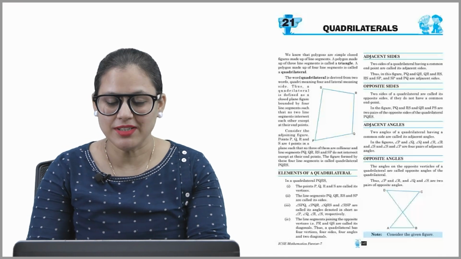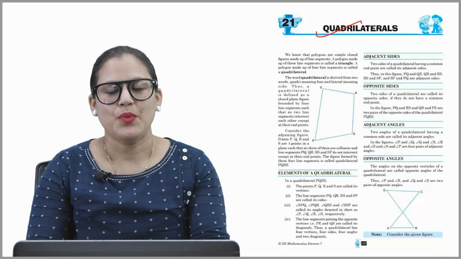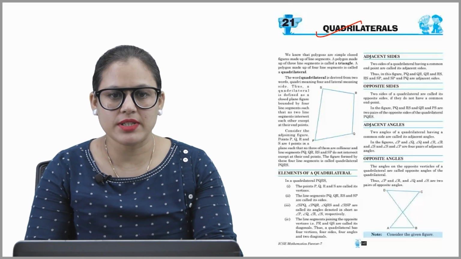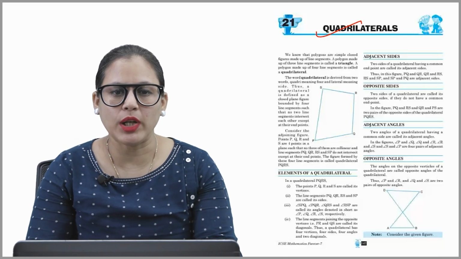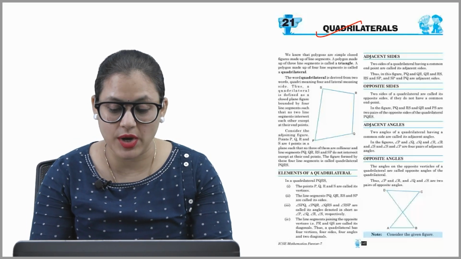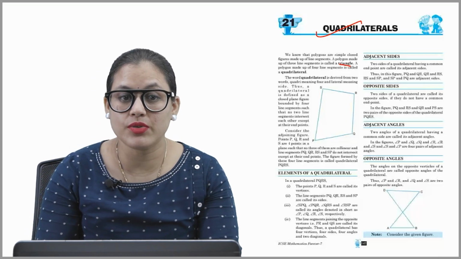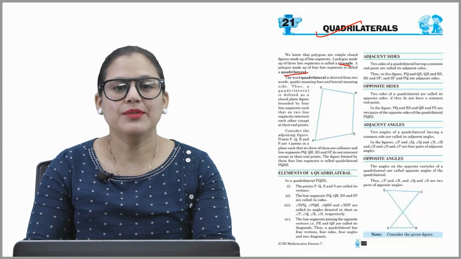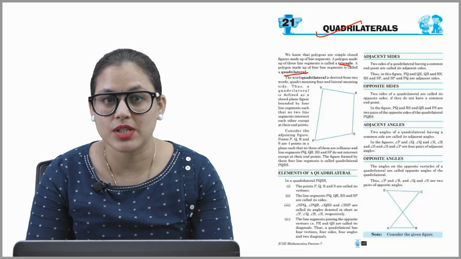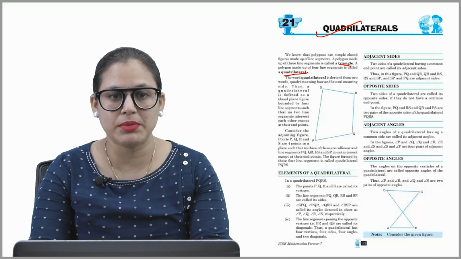Let's start today's chapter, quadrilaterals. We know that polygons are simple closed figures made up of line segments. A polygon made up of 3 line segments is called a triangle. A polygon made up of 4 line segments is called a quadrilateral. The word quadrilateral is derived from 2 words, quadri meaning 4 and lateral meaning side.